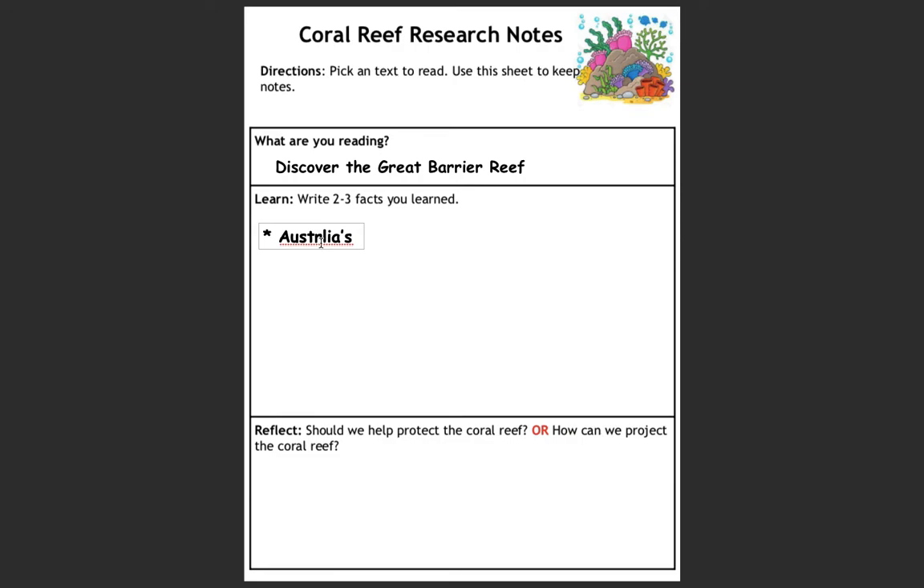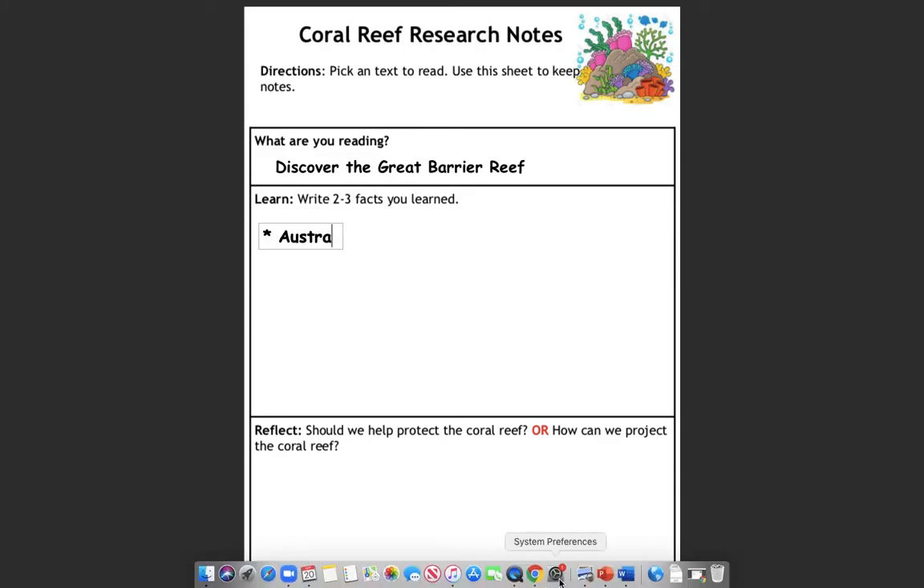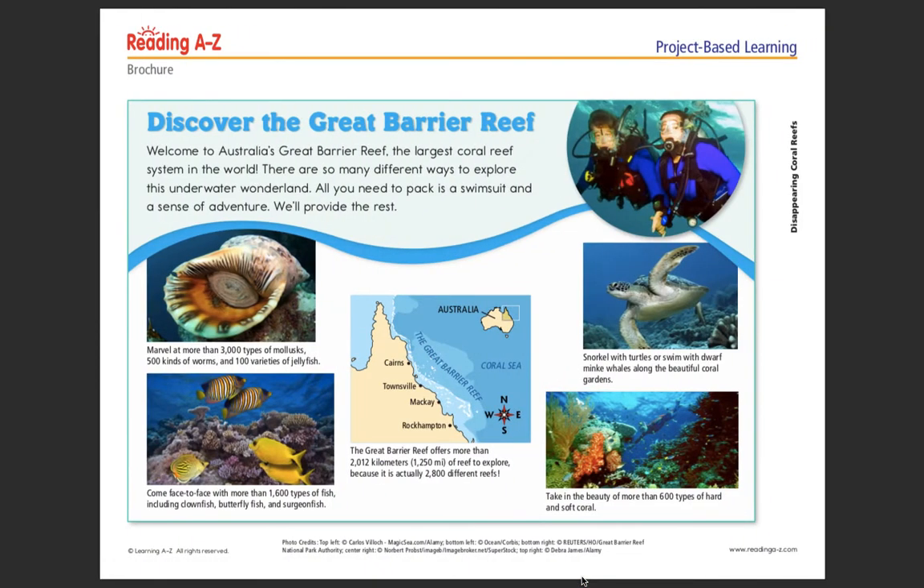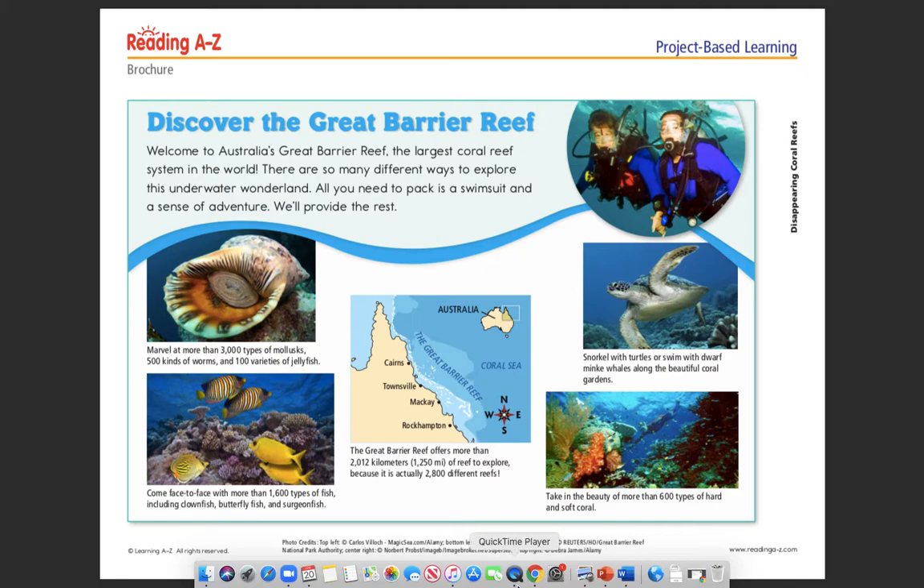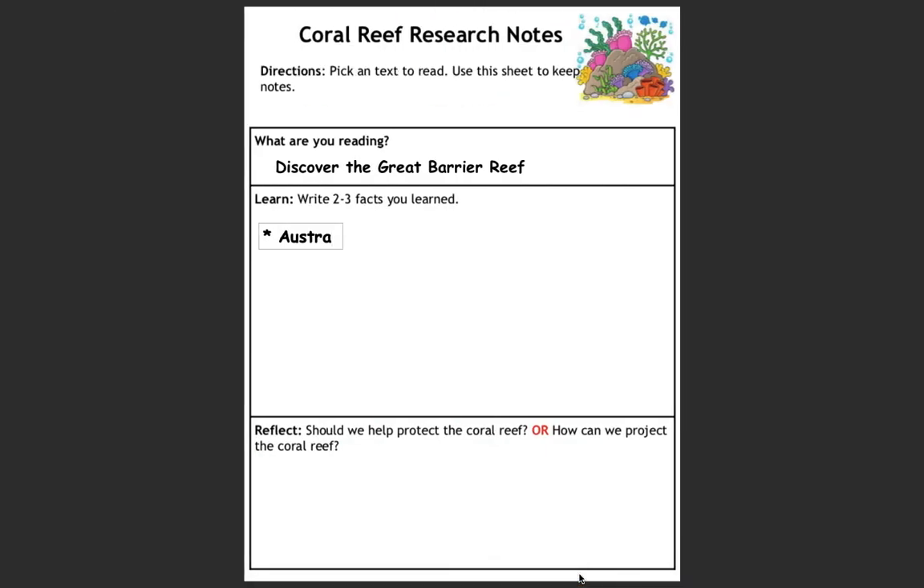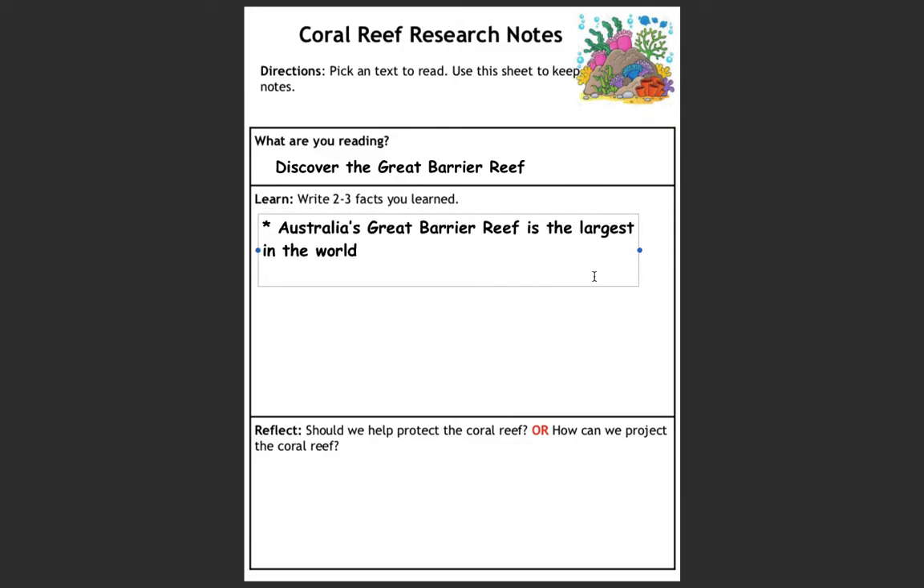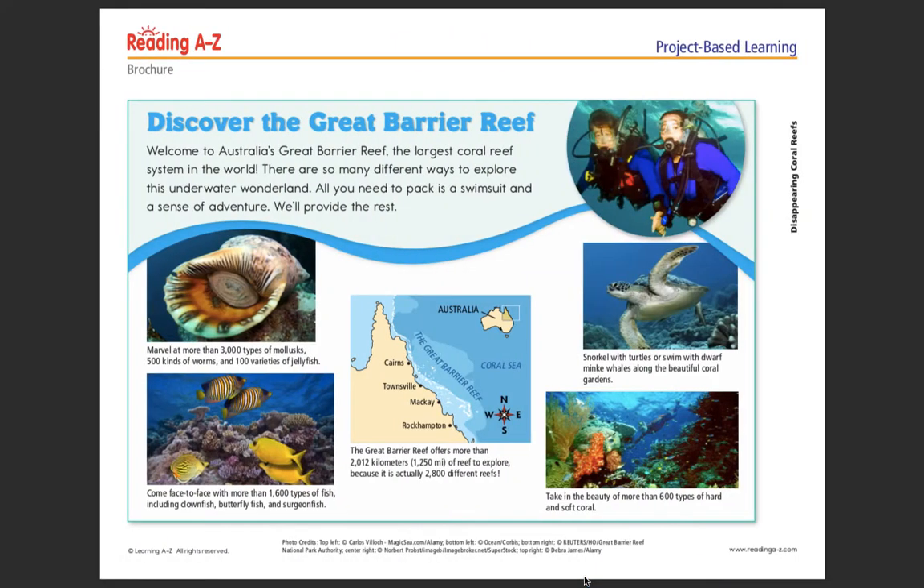Oh no, I'm messing up here. Australia. Let me go back to my text. Australia. There you go. I'm missing an A. Great Barrier Reef is the largest in the world. First fact, done. I'm going to keep on reading and see if I can find some more.